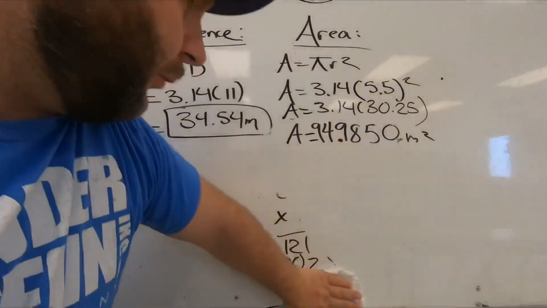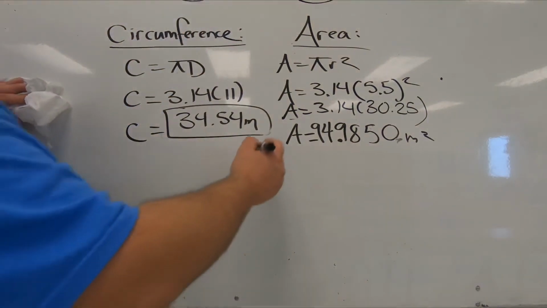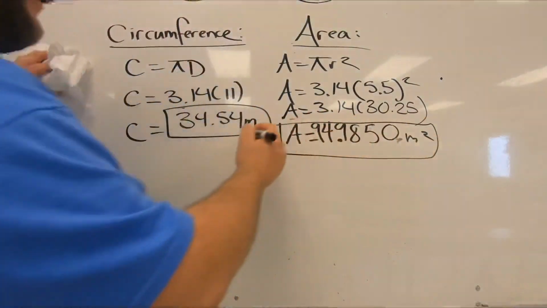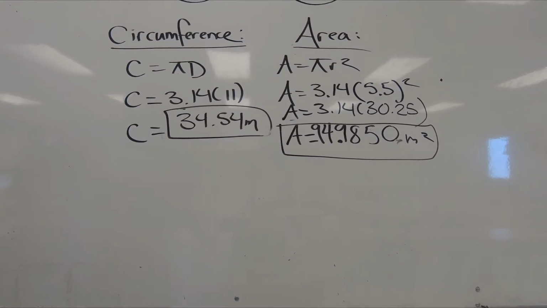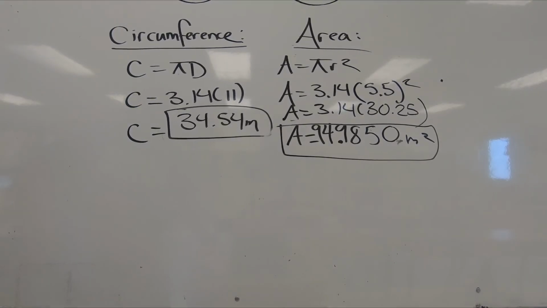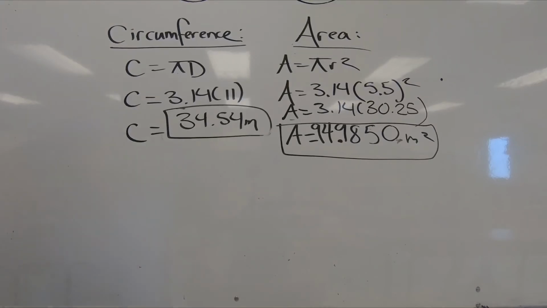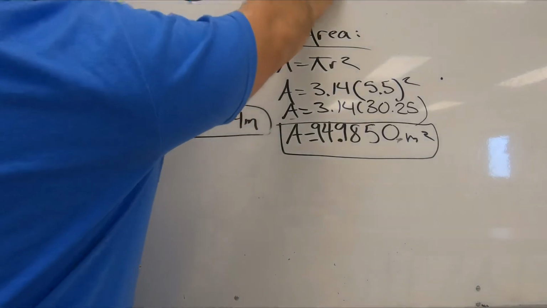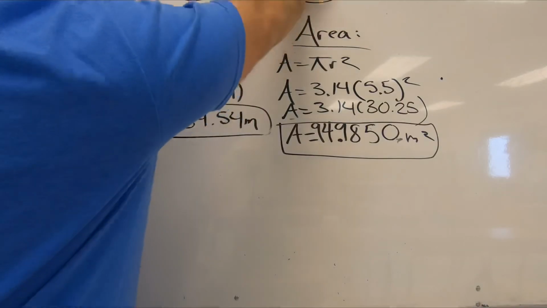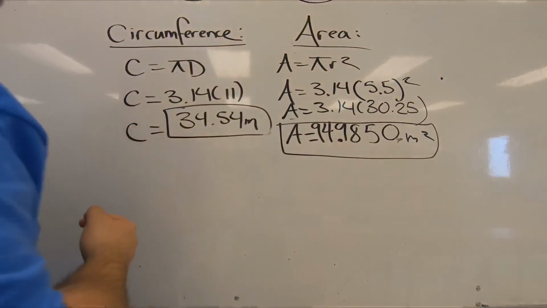So as you can tell, we've now done both of our answers. We have our circumference and we have our area. Clearly the area is bigger at 94.9850 meters squared compared to 34.54 meters. But remember, they're 2 different units of measurement. One is measuring in squared units, the other measuring in just meters. But this area is greater than obviously the circumference.